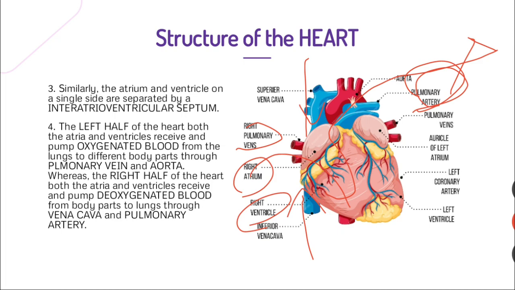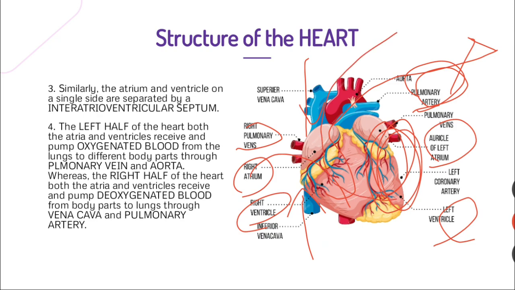And the left atrium and left ventricle have oxygenated blood, which they received from the pulmonary veins. They send it to the body parts through the aorta. Okay, this is the thing. Are you clear with this?